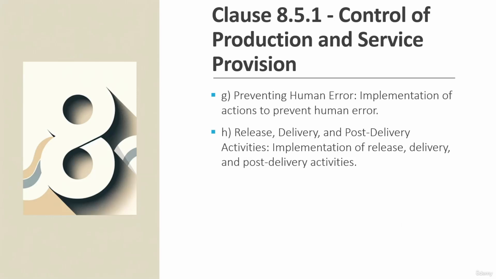And now here we have a few more. In lean, there's a term POKA-YOKE, which is error proofing. So you might have to use some of those devices as a part of your process, so that whatever error happens gets corrected or caught immediately. And then the last one in this list is implementation of release, delivery, and post-delivery activities. So all these things are part of controls related to the product or service which you are producing, which are covered under 8.5.1.